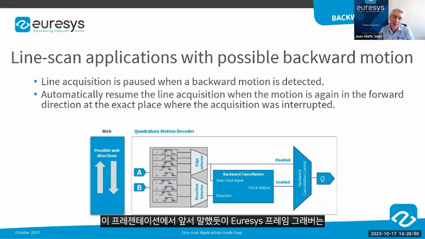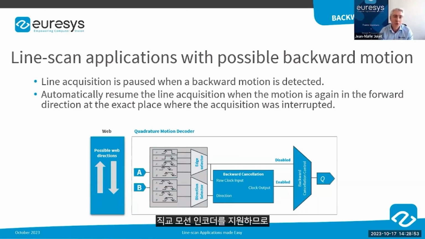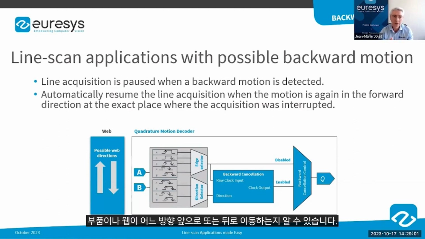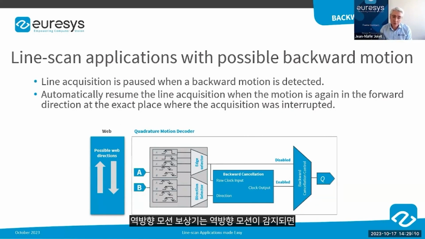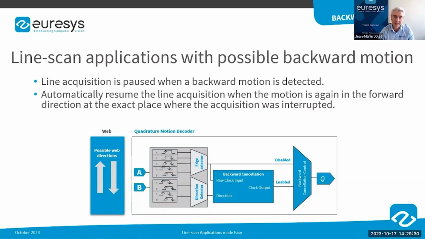As already mentioned in this presentation, Euresys frame grabbers support quadrature motion encoders, which means that they can decode A and B phases to know in which direction, forward or backward, a part or a web is moving. To ensure distortion-free images, the backward motion compensator will pause the line acquisition when a backward motion is detected. The line acquisition will automatically resume when the motion is again in the forward direction, at the exact same place where the acquisition was interrupted, meaning that there is no additional line and no missing line.